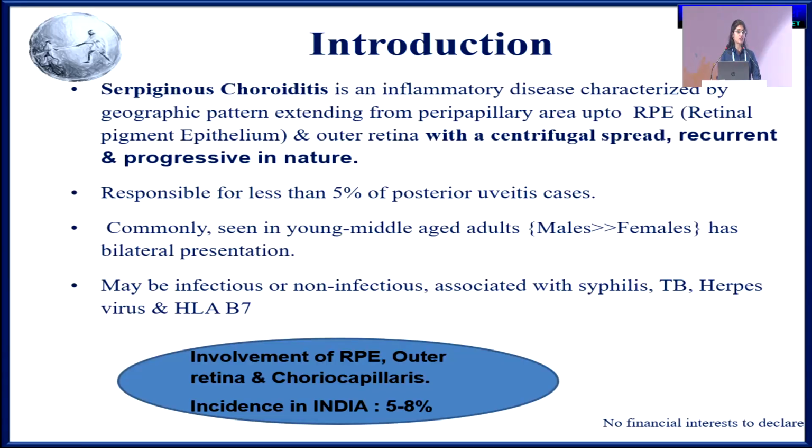It may be infectious or non-infectious, and in infection it is associated with syphilis, tuberculosis, herpes, and might also be associated with HLA-B7. The main etiopathogenesis is the involvement of the RPE, the outer retina, and the choriocapillaris. Incidence in India is approximately 5 to 8%.